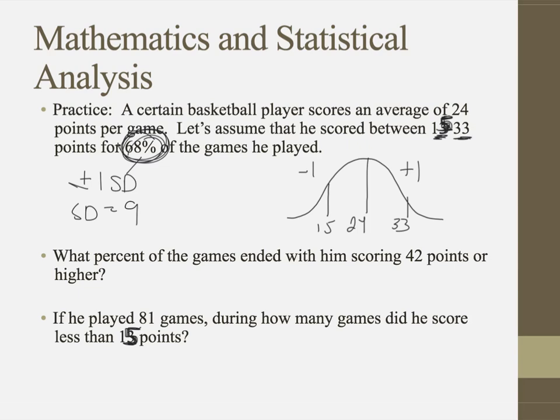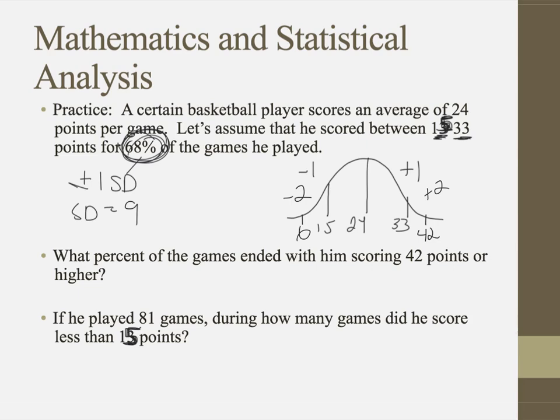So now I can go ahead and label the +2 and -2 standard deviation values. I would add another 9, which would be 42. I would take away 9 here, which would be 6. And so now I'm ready to answer some questions.